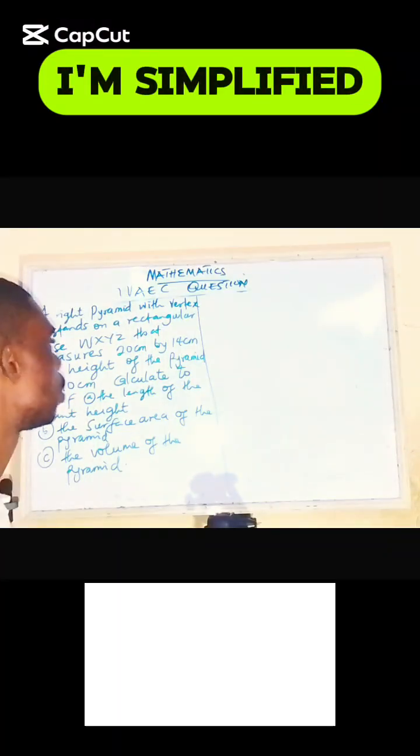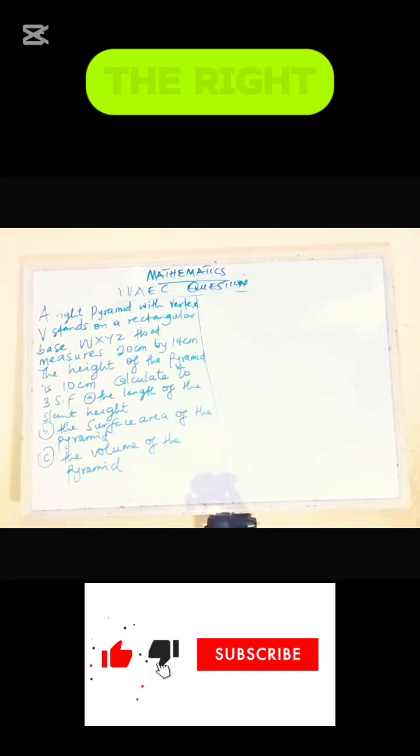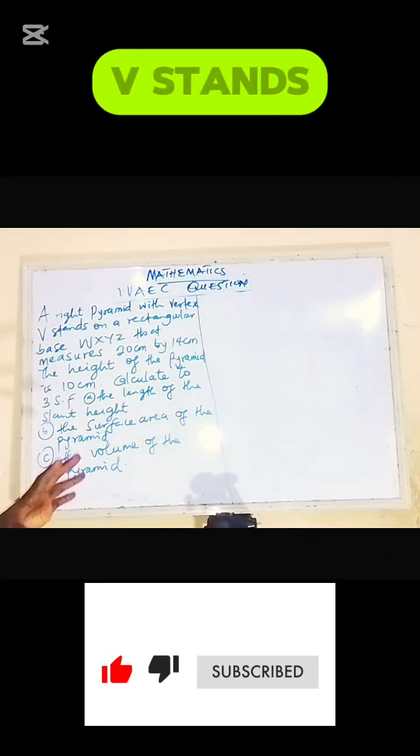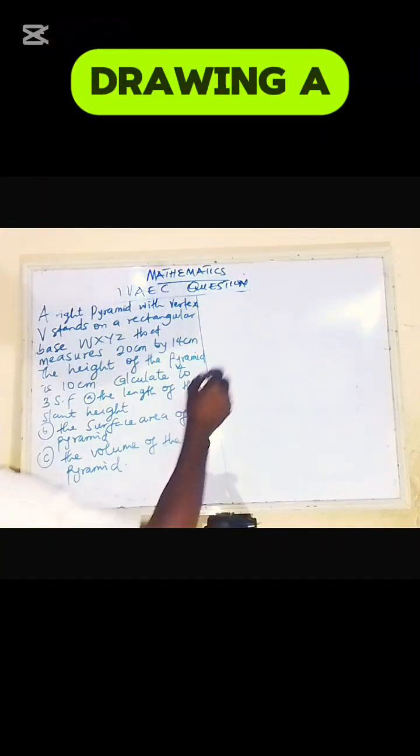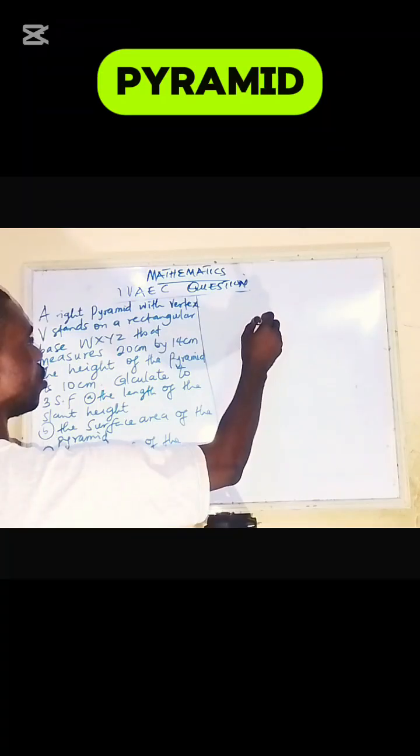And simplified. I want to solve this problem. A right pyramid with vertex V stands on a rectangular base WXYZ. So I'm drawing a pyramid. This is a pyramid.